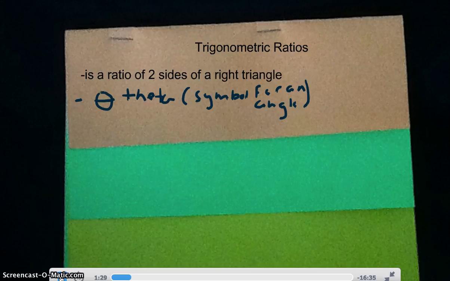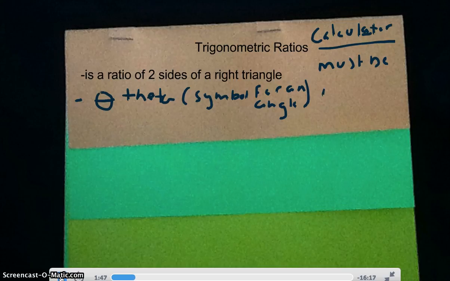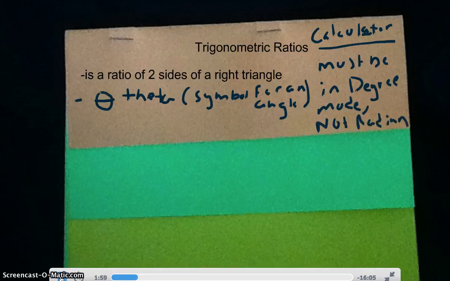Calculator, your calculator has to be in degree mode. You're definitely going to need a calculator when you're doing homework in trig, okay? So talk to me about that in class tomorrow. Alright, calculator must be in degree mode, not radian. If you see radian, you're going to get the wrong answer.